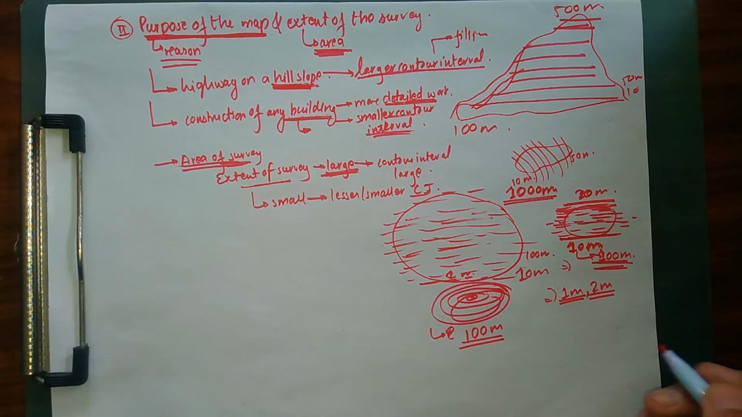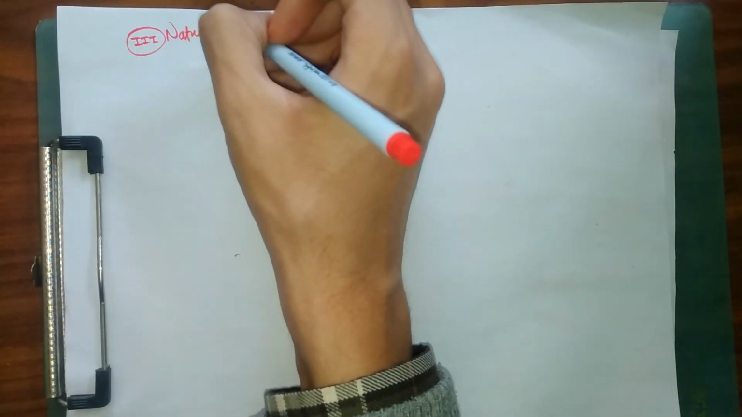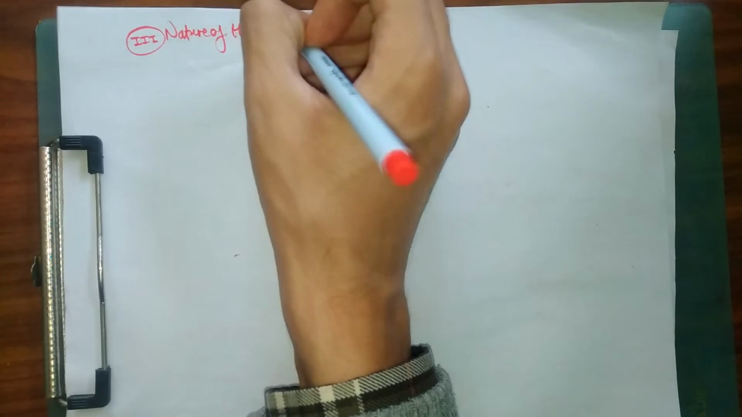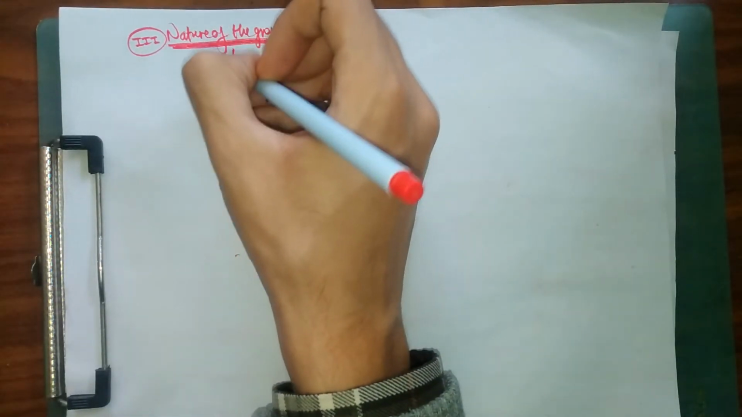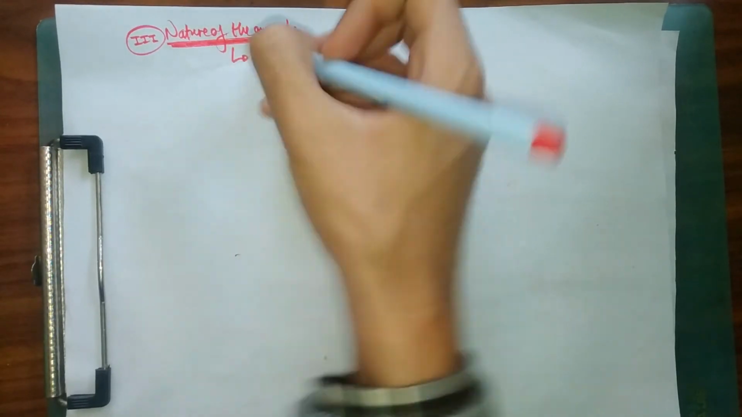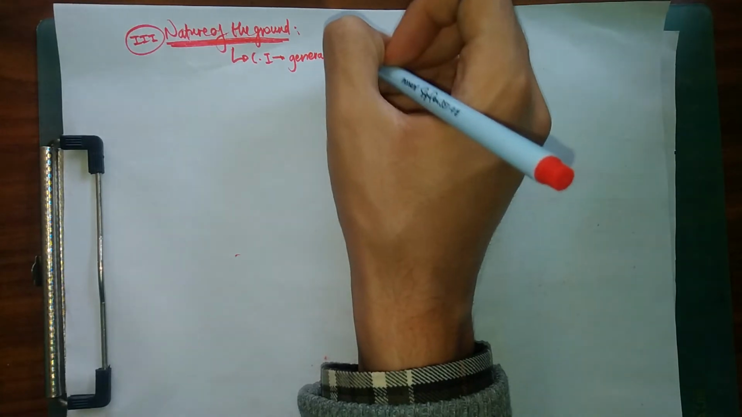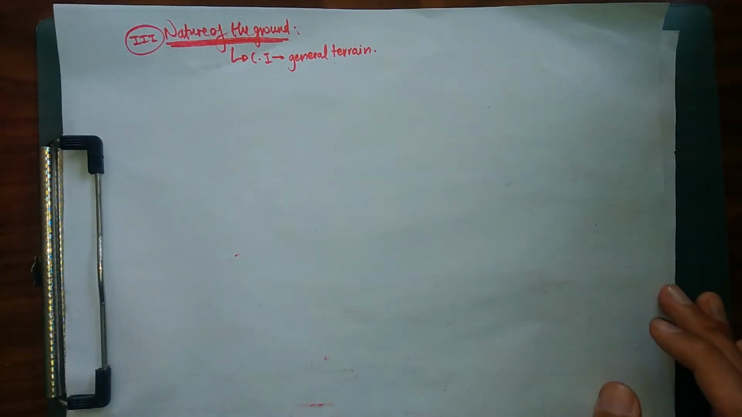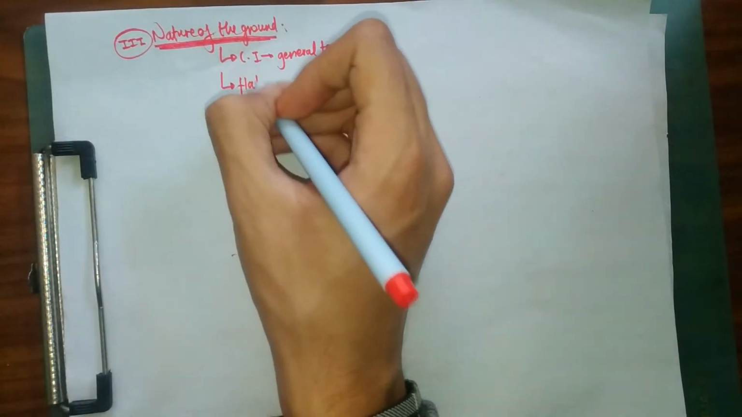Next we are going to talk about the third factor affecting our contour interval. Now the third factor deciding our contour interval is the nature of the ground. Our contour interval generally depends on the general terrain of the ground. And let's see, if we have a flat area.